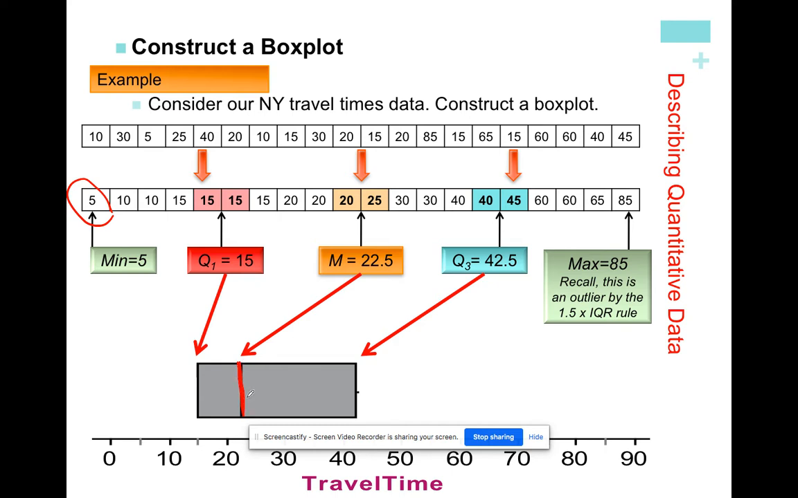Then you're going to put your whiskers in. The lower whisker is going to extend all the way down to 5 because we had no low outliers. However, we have a high outlier at 85. We're only going to extend that top whisker to the next highest entry. So that right-hand whisker is going to go up to 65. And then we mark the outlier separately. You can see that here just marked with a separate dot.